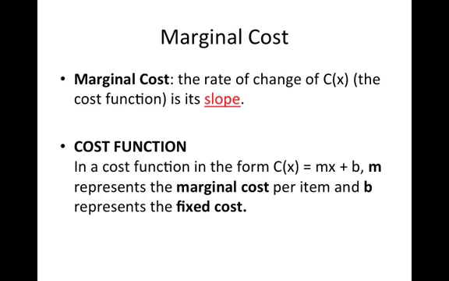Marginal cost is the rate of change of C of x, the cost function. It is the slope, it's the cost per item. In a cost function in the form C of x equals mx plus b, m represents the marginal cost per item, so how much it costs for each additional unit to be produced, and that is an economics term, and b represents the fixed cost.